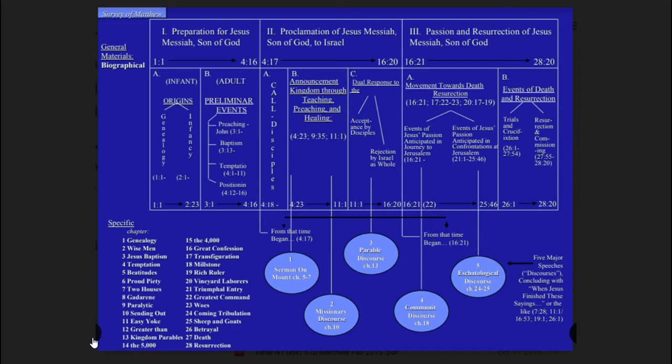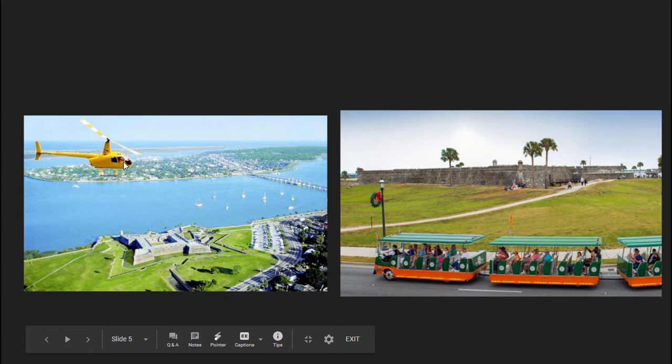So there's also more detailed studies that are involved when we're talking about the Bible. And from the MP3 example, I talked about a helicopter ride or a trolley ride. Now think about this in terms of seeing St. Augustine. And these are both pictures of St. Augustine. So we're not necessarily looking at the entire state of Florida from space or from plane. We're kind of zeroing in on a specific area of Florida.